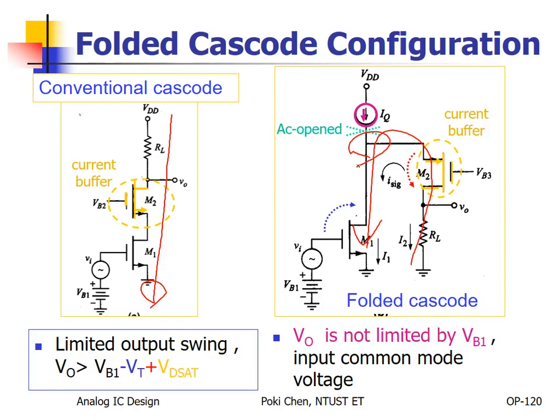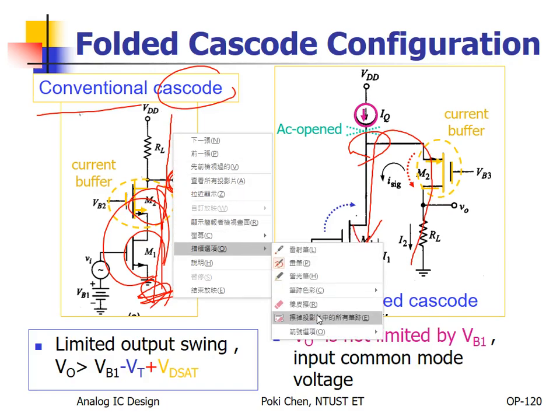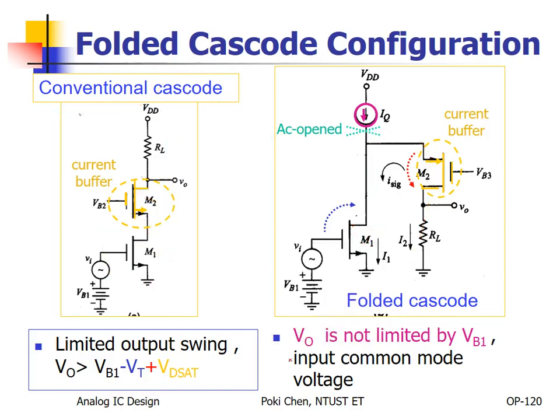That is not straightforward. It doesn't just flow from VO to the ground, I mean for the PMOS cascade configuration. It is not just like the traditional, conventional cascade, where the current flows down from VO all the way, from M2 to M1 to the ground. No. You can see the current flow is up and down. It is folded. 折过来. Okay, that is the main reason.